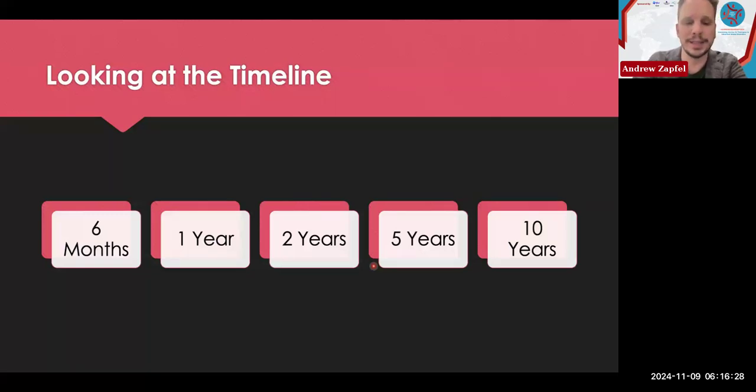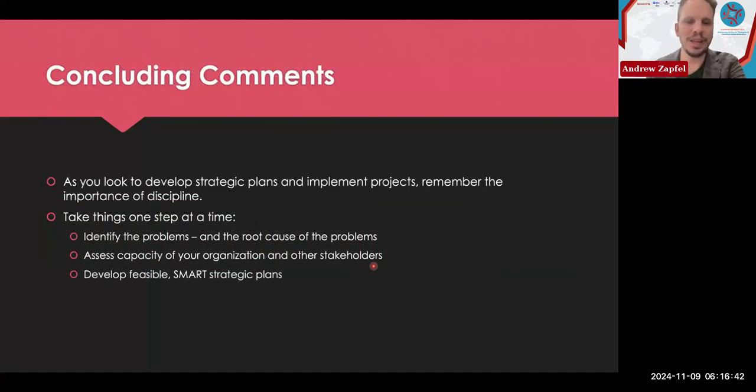So maybe your focus is on 6 months or 1 year, maybe as much as 2 years as well. Again, there's no set rhyme or reason or dictation on what you need to do, but it's important for your organization to think of what makes the most sense for you. And remember the importance of discipline as well. Strategic planning and project management take time. They take energy and they take resources.